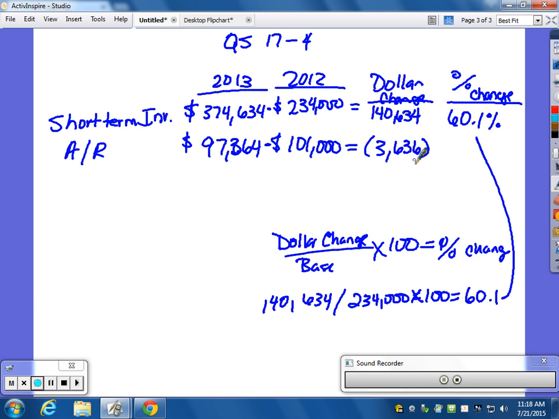Now, if we do our 3,636 divided by our base amount, what's your base amount? 101,000, times 100. What percent did you get? 3.6. And it was negative, wasn't it? Yeah. So it's going to be a negative 3.6%.